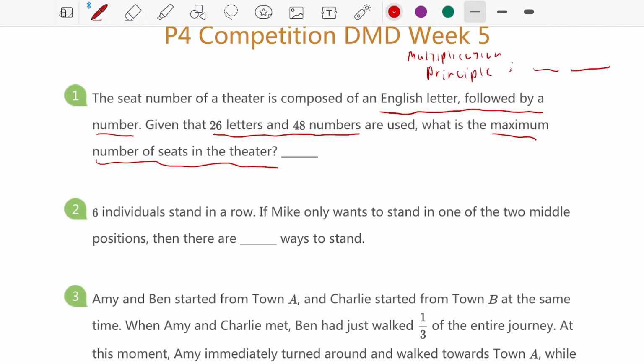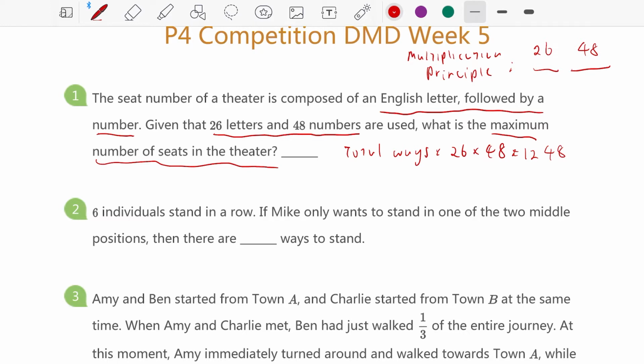In this case, we need an English letter first. So how many letters are there? Well, we have 26 letters. And how many numbers can we use for the next portion? Well, 48, right? So I guess you guys are pretty much used to it by now. You guys have been following the DMD. So the total number of ways is really just by our multiplication principle. It's just going to be 26 times 48, which will give us a very nice grand total of 1,248. So I hope this question gives everyone a good review on what the multiplication principle is about.